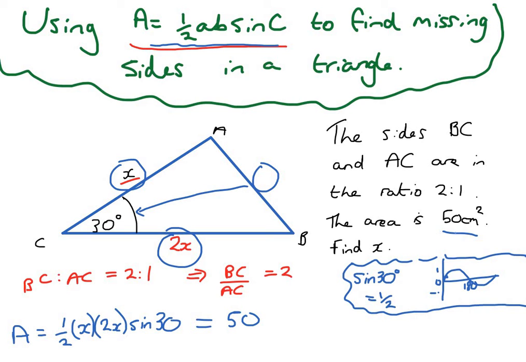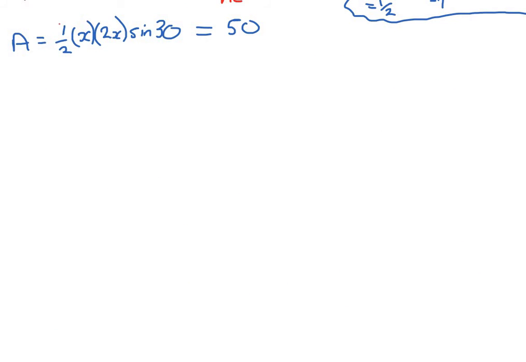Yeah, we've been told that in the question. So this is where we're up to. We've got a half times x times 2x times sine 30 equals 50. Okay, let's carry on. So we get a half, x times 2x is 2x squared, times sine 30, which we already said was a half. And this is equal to 50.